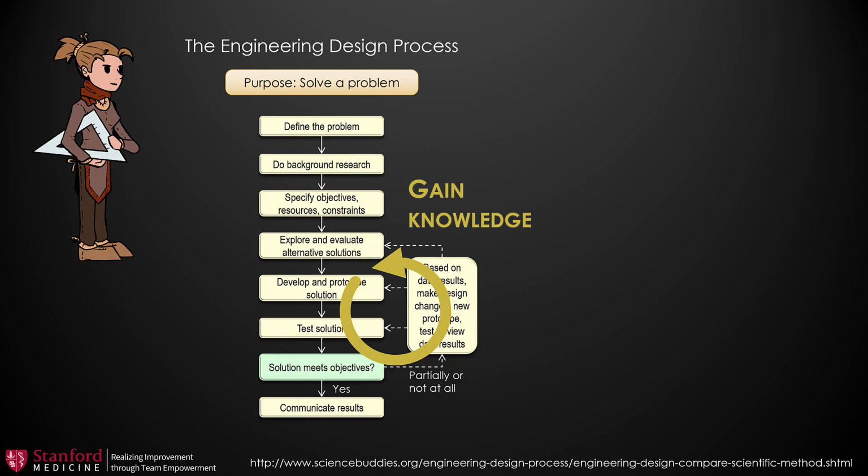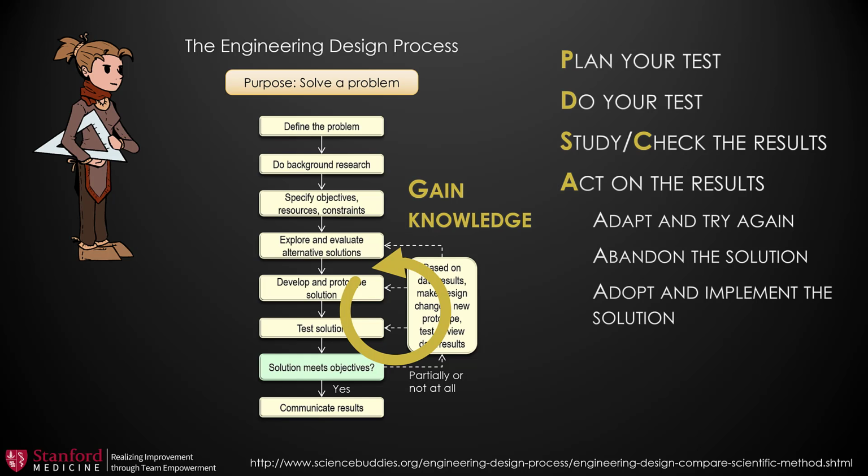The method you used to gain knowledge was that you started with an idea to test. You then planned your test, you did your test, you studied or checked the results, and then you acted on the results. By acting on the results, I mean to say that you either adapted or modified the solution and tried it again, you abandoned the solution to try a different one, or you adopted and implemented the solution, or some combination of the three.